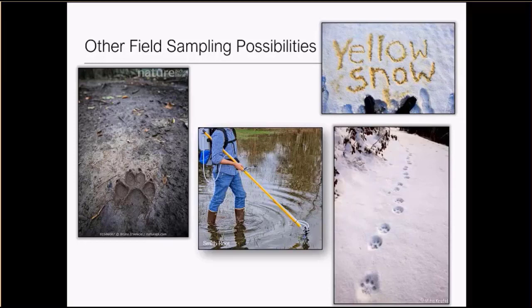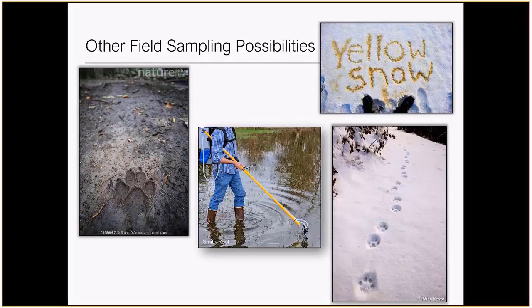And the middle image is an eDNA sampling backpack that is made by Smith Root, and that just speeds up the filtration of samples, which can actually take quite some time, especially if there's a lot of turbidity in the environment you're sampling. So there are all these fancy field sampling tools out there now as well.